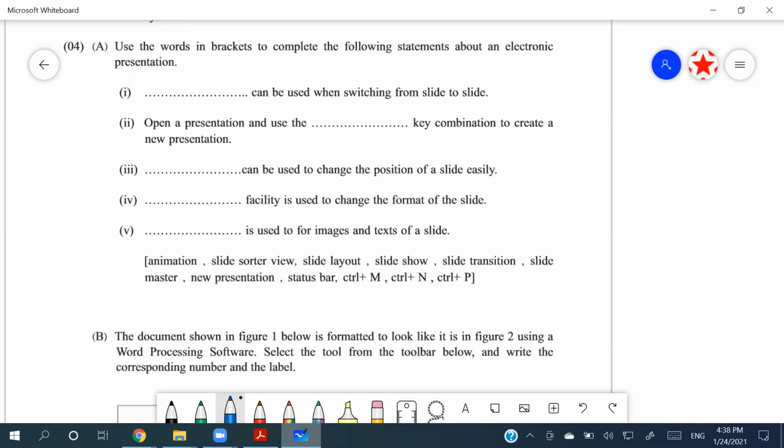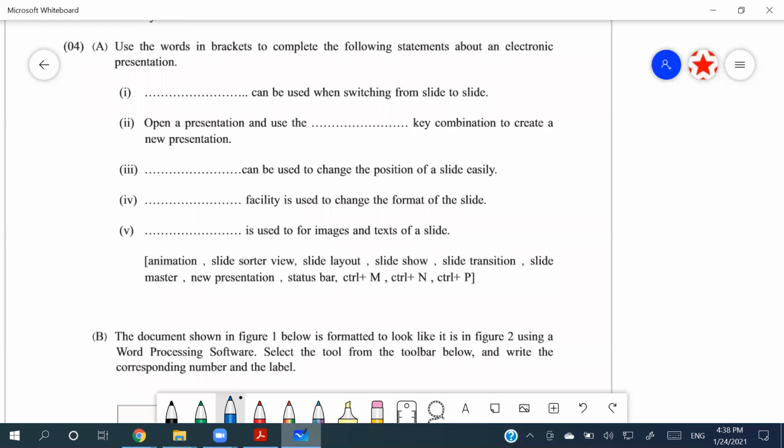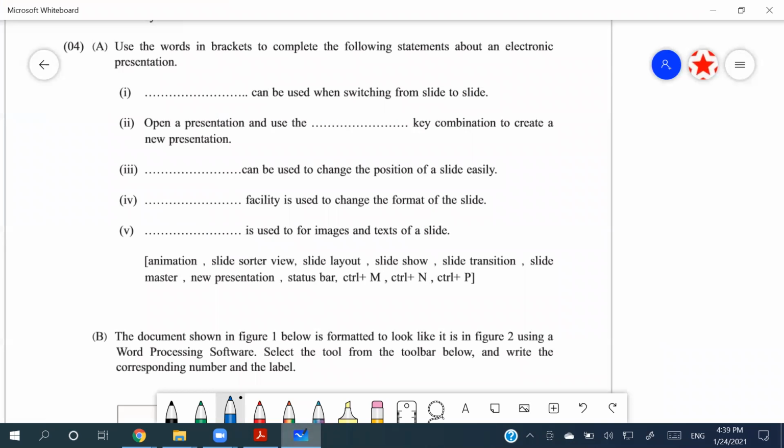Okay, so you have to choose it from the brackets. No worry. So slide transition, and the second one, it's Control N. They are talking about taking a new presentation, and using the Control N key combination to create a new presentation. So it's Control N, CTRL plus N. And the third answer is going to be slide sorter view. They are talking about something that can be used to change the position of a slide easily. Yes, because slide sorter view will give you an overview.